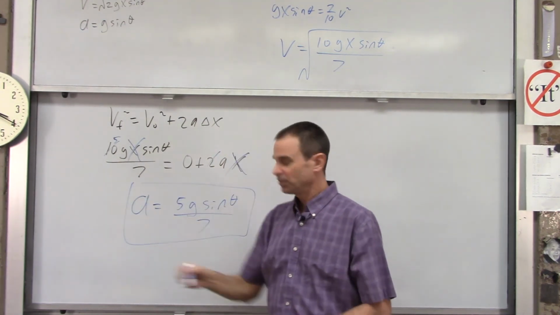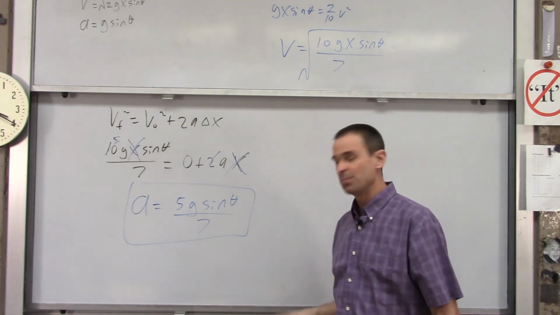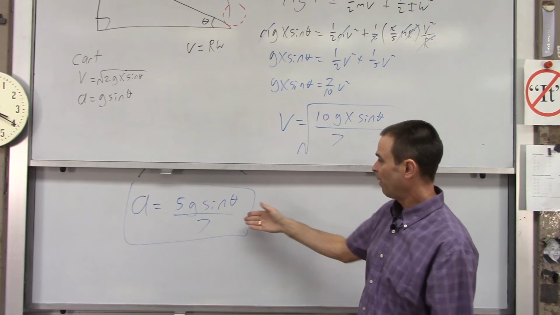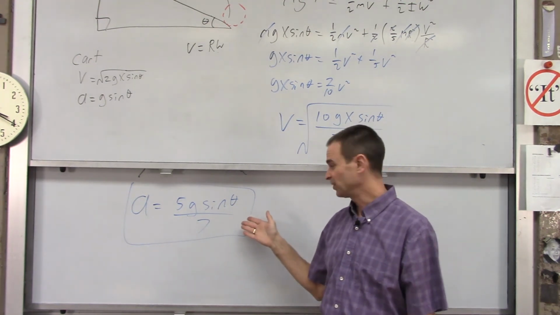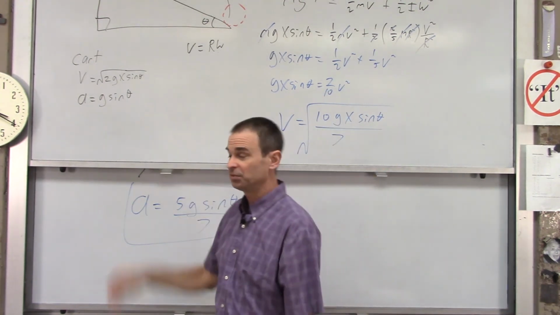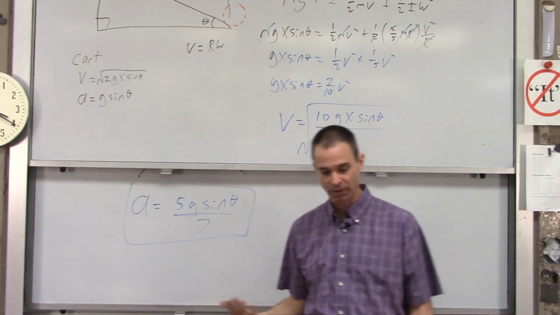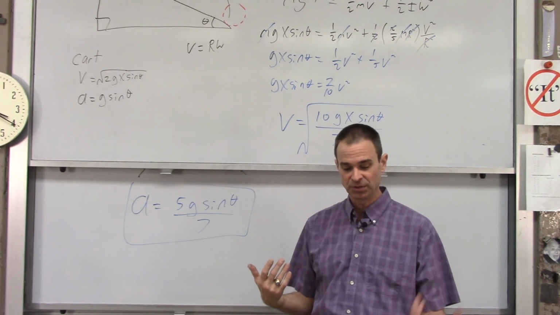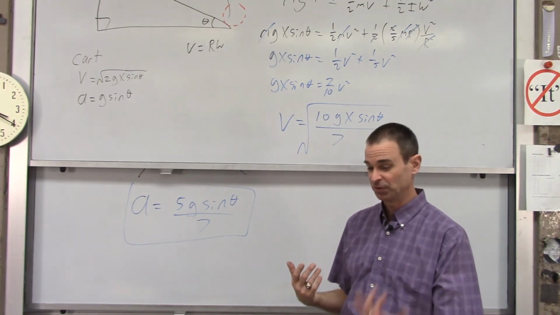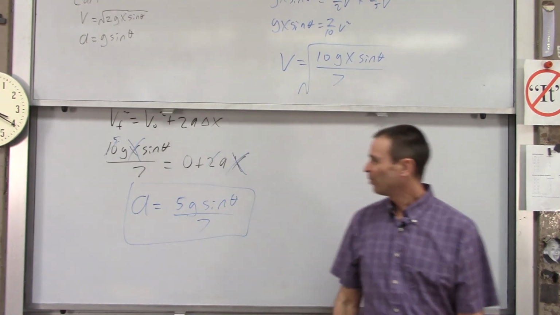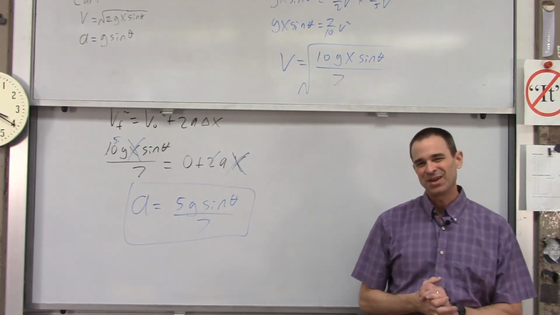Now, I'll mention the same thing again about comparing the ball to the cart. The acceleration of the ball is 5/7 g sine theta. The acceleration of the cart is g sine theta. So the acceleration of the ball is a little bit less, and that's partly because friction is trying to slow the ball down. It's resisting the motion of the ball. I hope that example was helpful, and thank you very much.